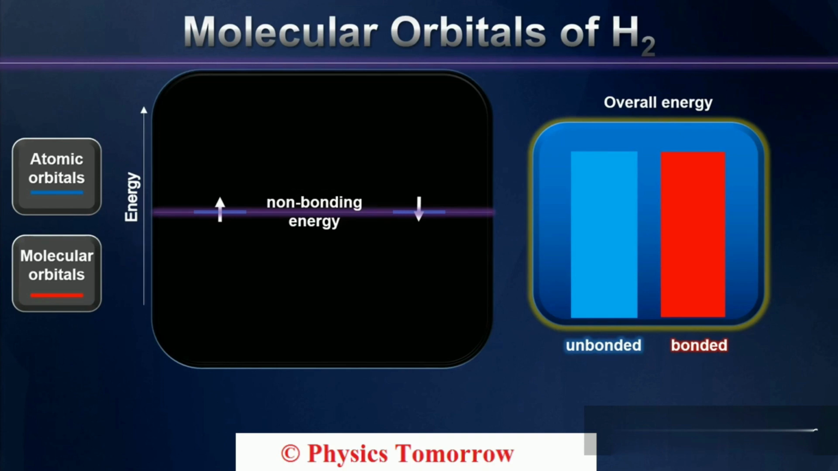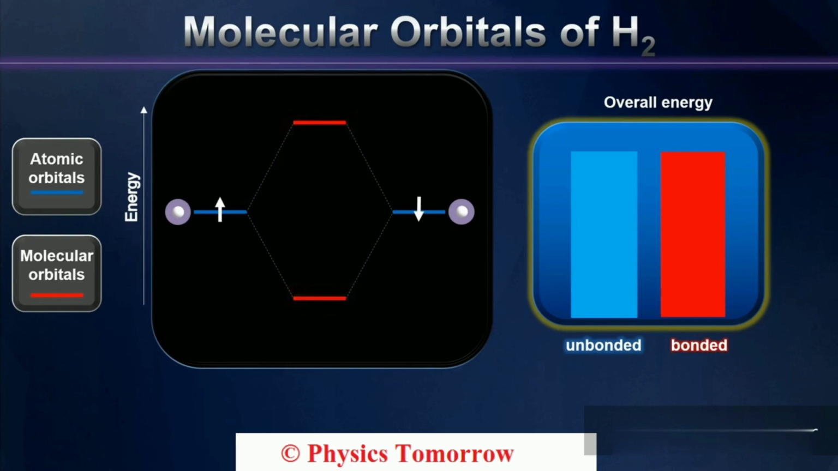So let's combine these two different atomic orbitals into molecular orbitals and see what happens. When this happens, we always get a combination that is centered around that non-bonding energy. In this case, we formed two new molecular orbitals from our two atomic orbitals. One is the sigma, one is the sigma star.